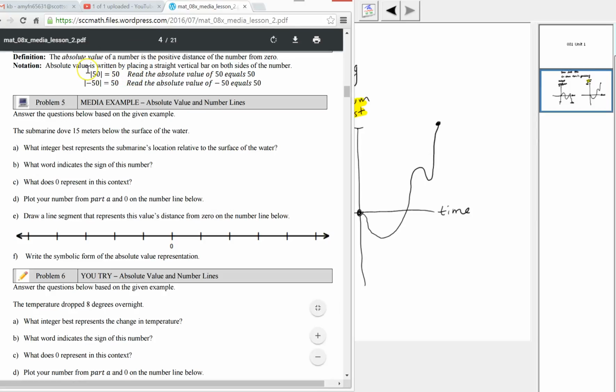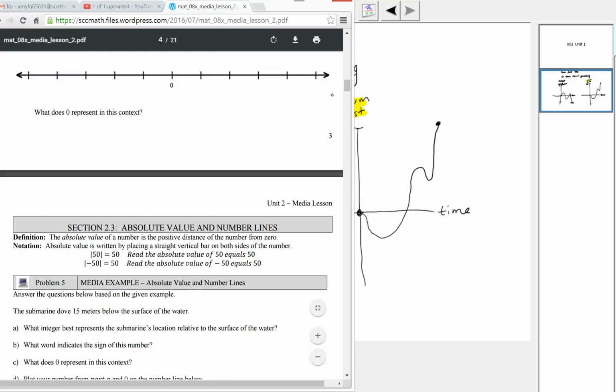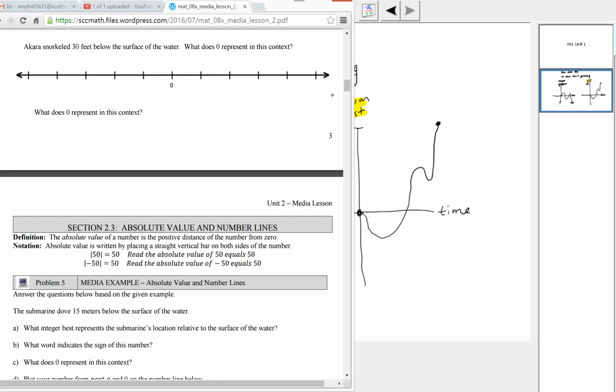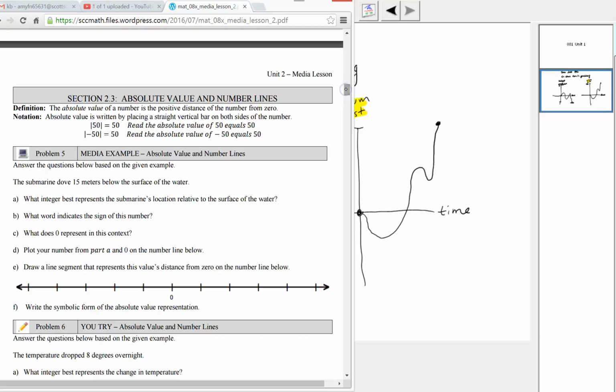So we're back. Here's section 2.3, absolute value and number lines. You can imagine one of the reasons we're looking at absolute value is that when we start to do operations, we want them to understand that you look at the absolute value of the number to make decisions about maybe adding or subtracting. And we use this a lot in all of our operations.